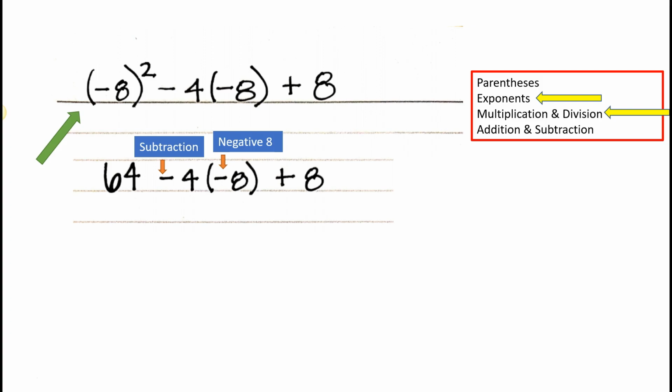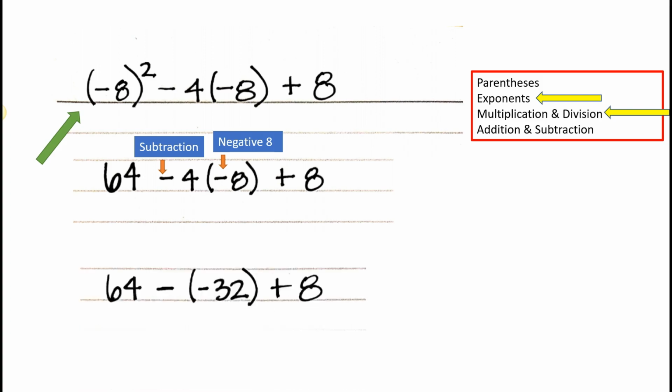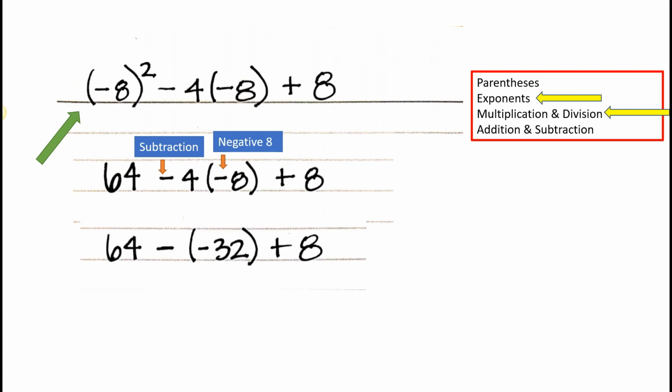And I'm going to leave that subtraction sign alone yet because I haven't come to the step for subtraction yet. So I have the number 4 times the number -8. That's going to become -32. So notice how I have 64 minus -32 plus 8. And now all the parentheses is doing is separating that subtraction sign from the negative sign. So there's no more multiplication involved here. So I have 64 minus -32.